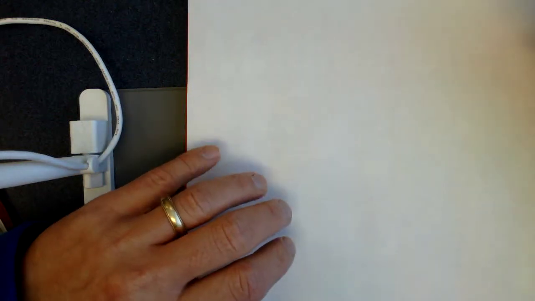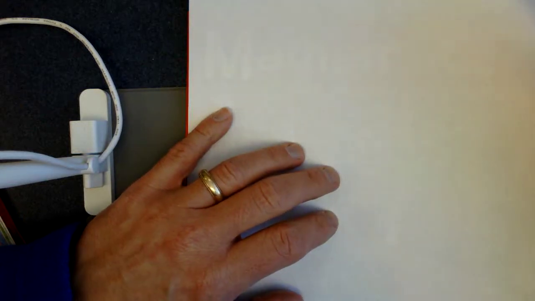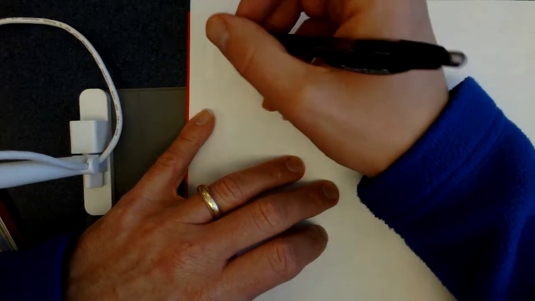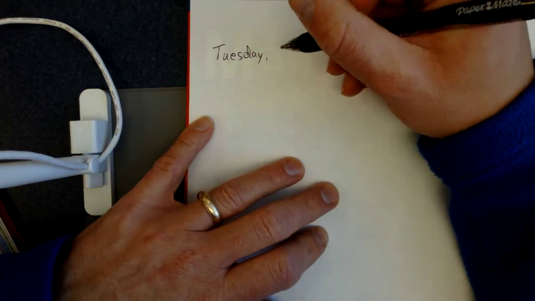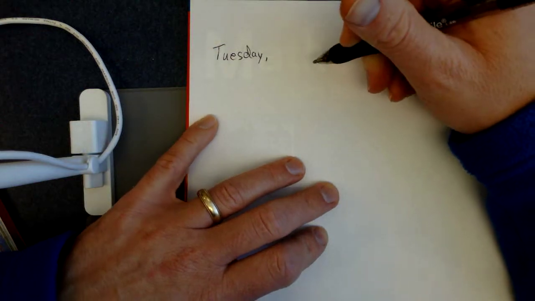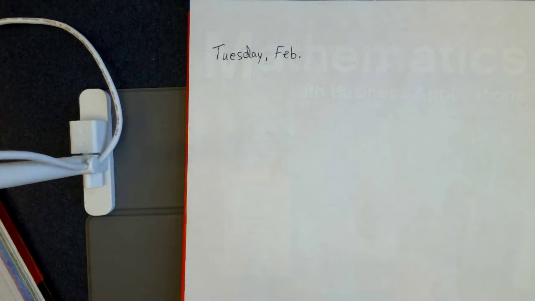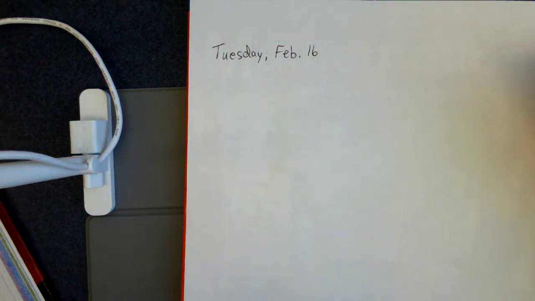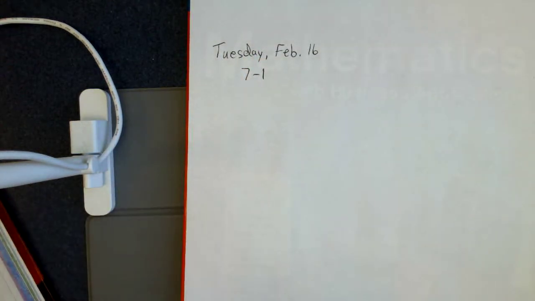Today we have a real short section of notes for you over section 7.1, and it's mostly a review from last year from doing algebra. So your notes for this one we'll keep pretty short, but make sure you write these down, get them in your notebooks. You're going to get some points for this at the end of the chapter. Today is Tuesday, February 16th. And we're doing section 7.1.